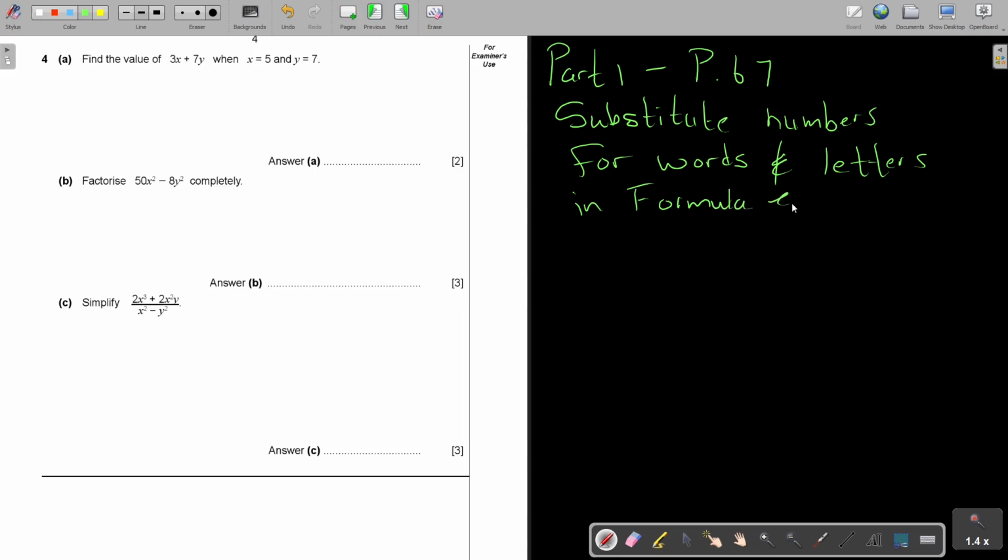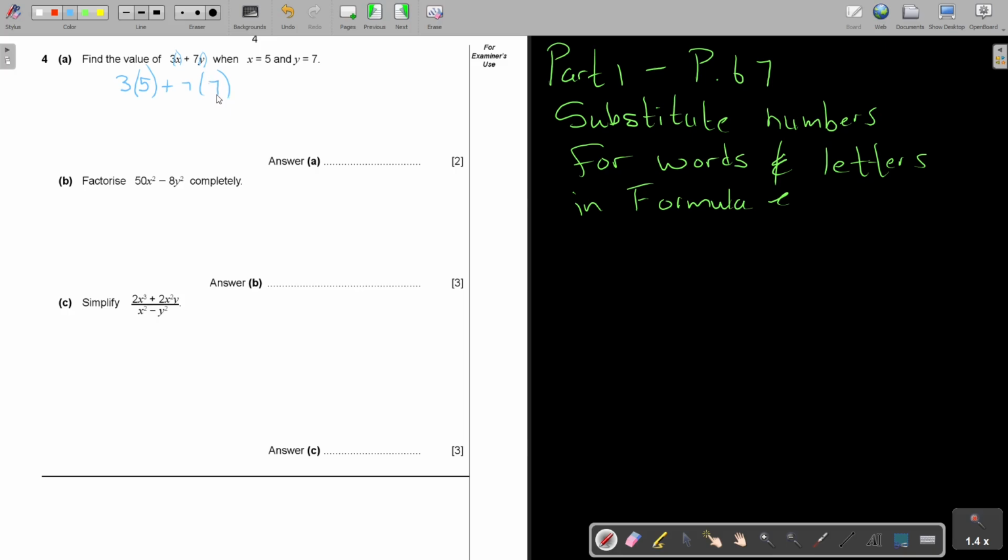So let's start with the question. The first thing that we are going to do is the substitution, and you will already get a mark for that. In the place of x, always put a bracket. Where you see x, you put a bracket. Where you see y, you put a bracket. Then you rewrite it with that open. You take out y and you replace it with a 7.